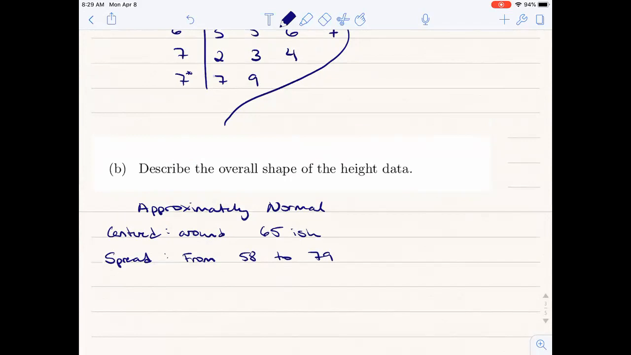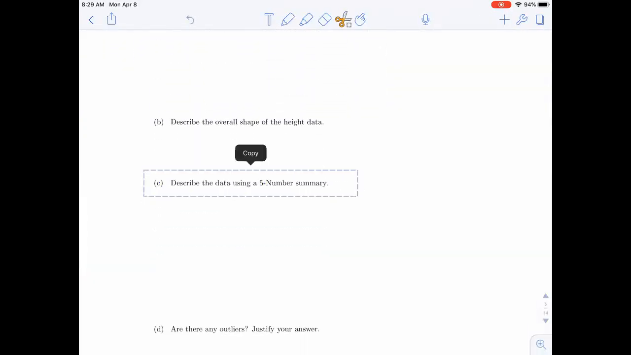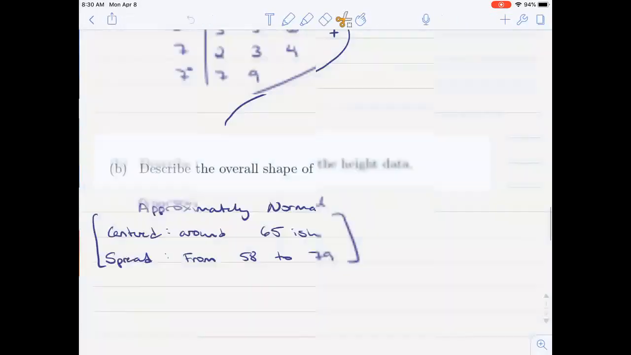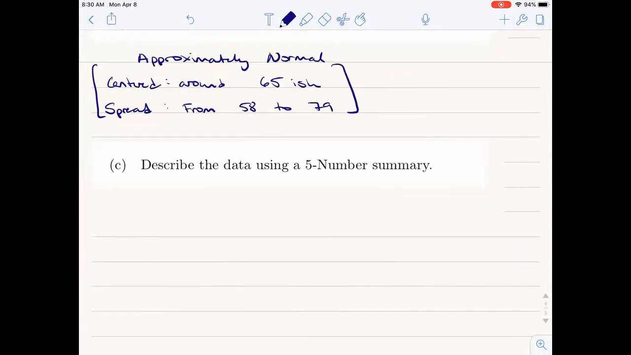This question was only asking about the shape, so I threw in the center and spread just because we can. But it's approximately normal, and the solutions have things like unimodal, bell-shaped, roughly symmetric. But if you just say approximately normal, that's good. Like I said, we did those ones, and if you go back into the archives, you know how to do them. But here's where the important stuff starts.